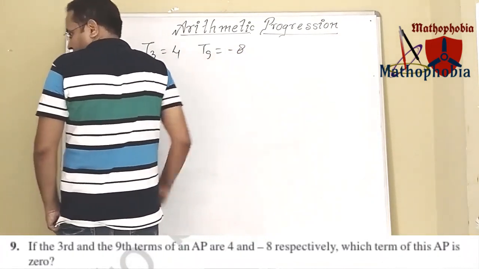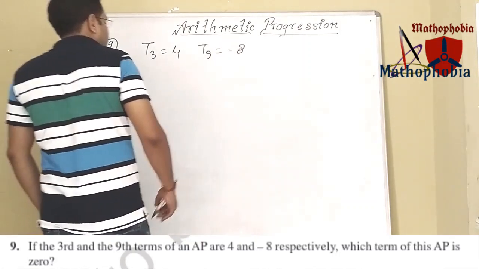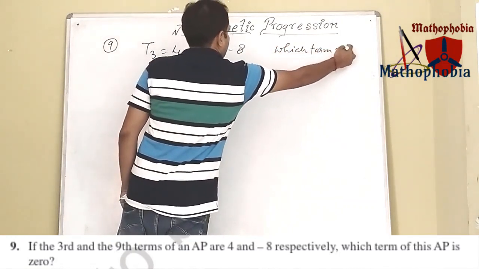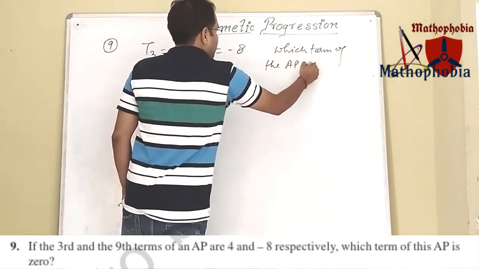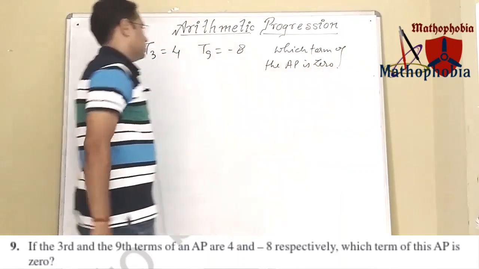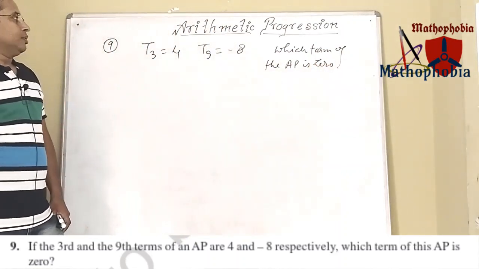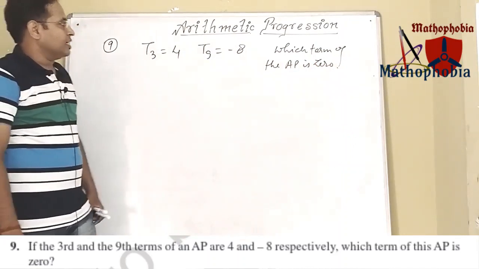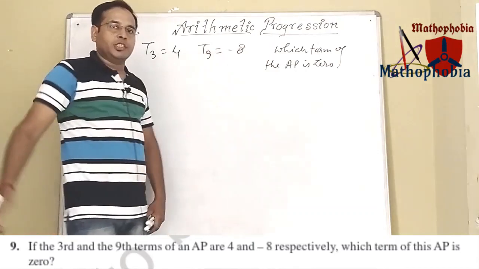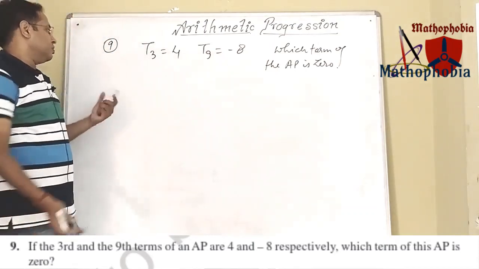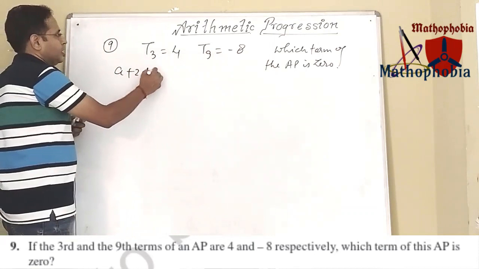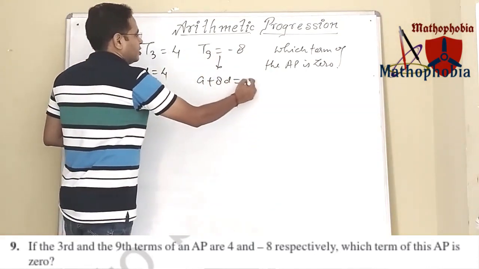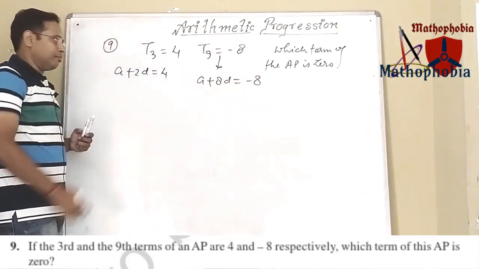The third and ninth terms are 4 and -8 respectively. Which term of the AP is 0? This we need to find out. ठीक है, क्या गिवन है कि third term of AP is 4 and the ninth term of this given AP is -8. So first of all we'll find out the values of A and D. So we'll apply the formula A plus 2D is equals to 4. इस पे अप्लाई करेंगे तो A plus 8D is equals to -8. We'll be solving both these equations.